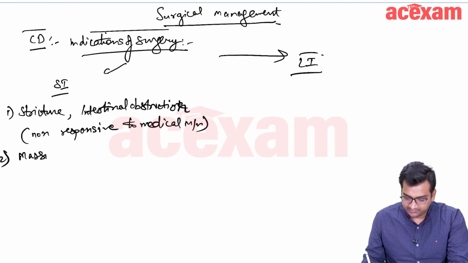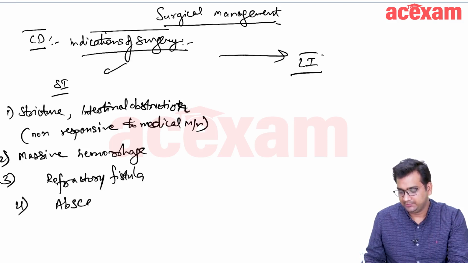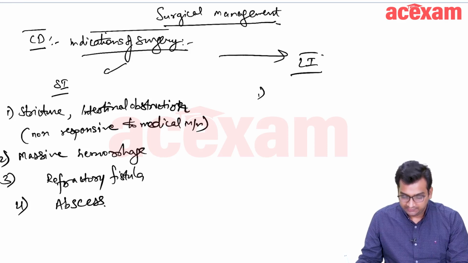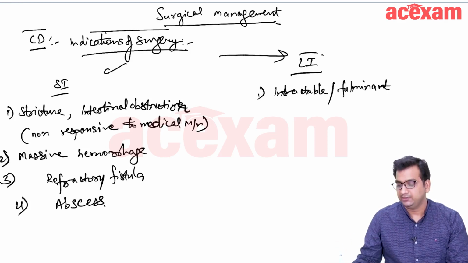If there is massive hemorrhage, if there is a refractory fistula or intra-abdominal abscess. Okay, similarly in the large intestine, if there is intractable or fulminant disease, if the disease is not responding to the management, or if the disease is very severe or is life-threatening.